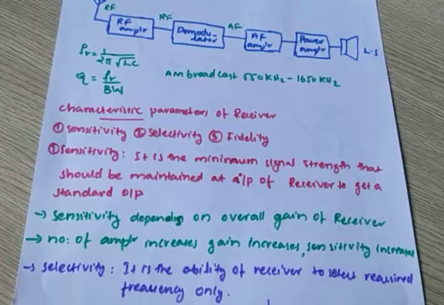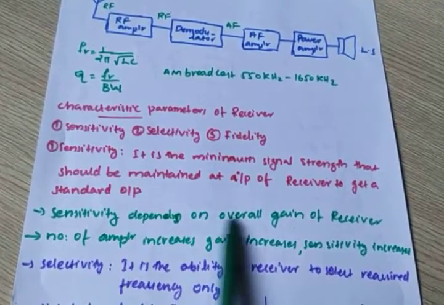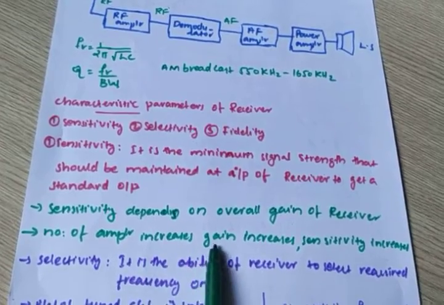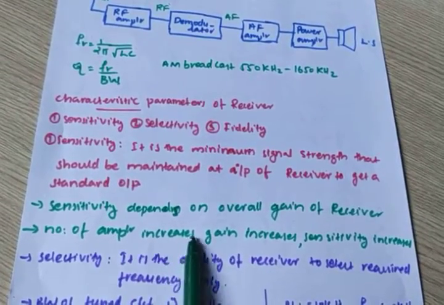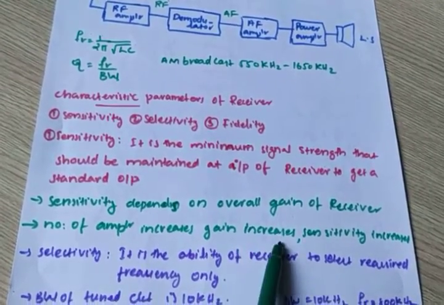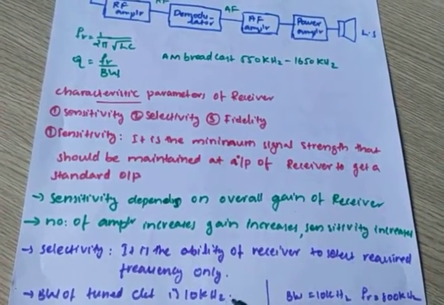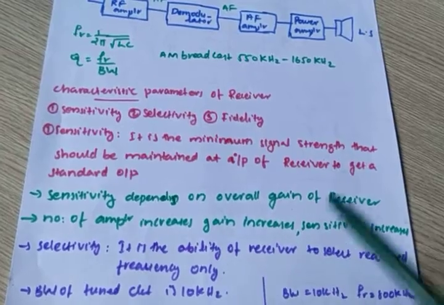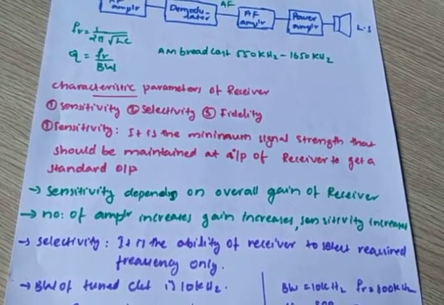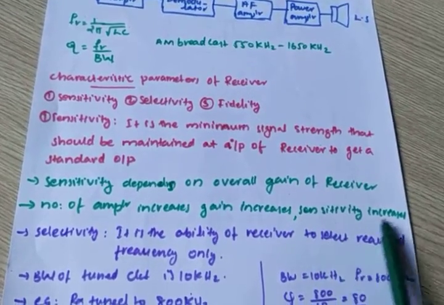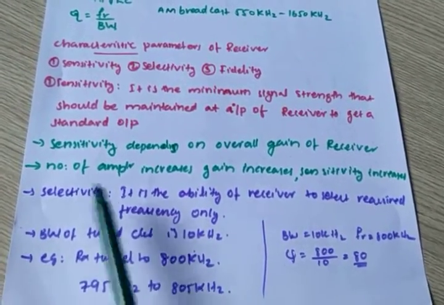That is what is called sensitivity. So that sensitivity depends upon the overall gain of the receiver. As the number of amplifier stages increases, the gain definitely increases. If you put more amplifier stages in the system, definitely the gain of the system increases. So definitely you can increase the sensitivity.